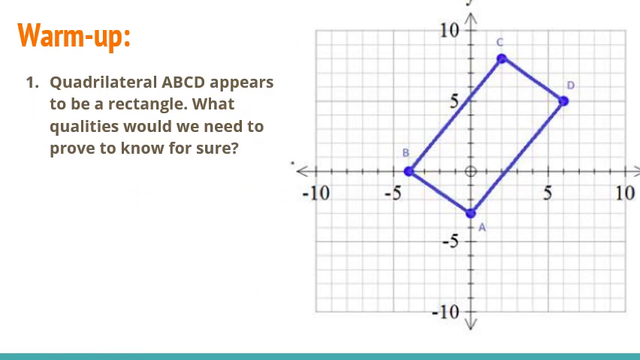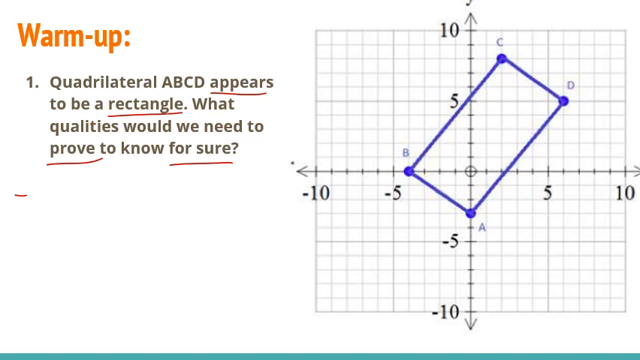All right, I want to introduce this idea through this warm-up problem here. Quadrilateral ABCD appears to be a rectangle. Keyword there, appears. What we want to think through is what qualities would we need to prove to know for sure? So I want to get you thinking already here at the beginning: what would make this a rectangle? What do rectangles all have?